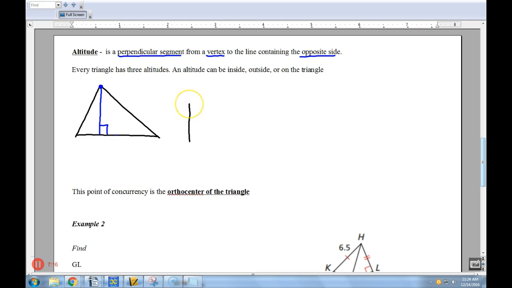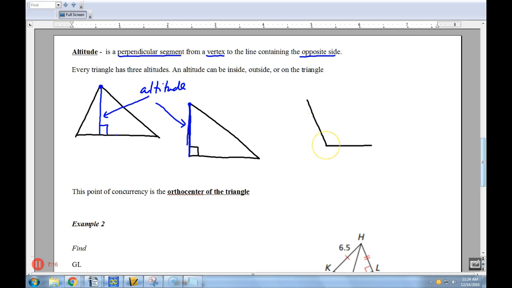Now some triangles, if you're a right triangle, getting from the vertex to the other side at 90 degrees is actually one side of the triangle. So an altitude could be the side of the triangle, but it could be on the inside of the triangle and not even part of it. An altitude could also be on the outside.